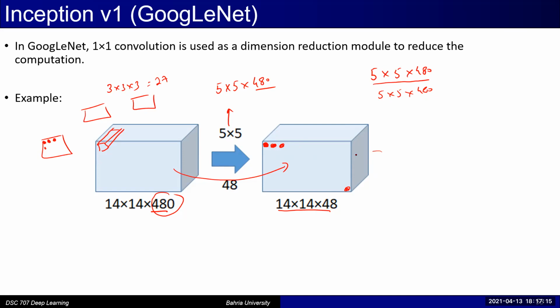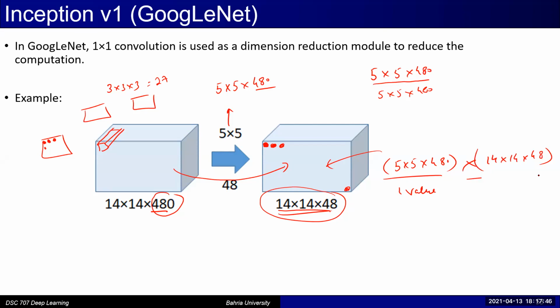And how many values are you computing in total here? It's very simple. How can you compute the number of multiplications in going from one volume to another? You see how many multiplications are involved in computing one value. This is for one value. And how many values are you computing? You are computing the same values which you have in the output volume, which is 14 into 14 into 48. This is basically the total number of values you are computing, which you can see from the output volume.